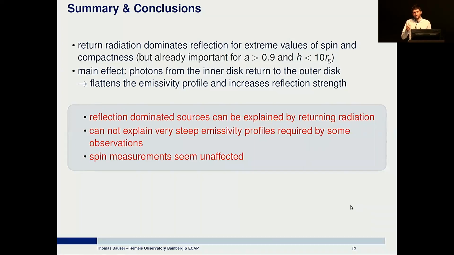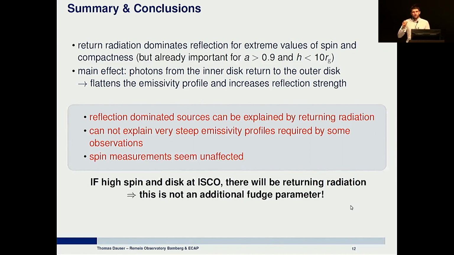It's rather almost contradictory. But I think this brings us maybe closer to a real physical model if we're able to distinguish that. And spin measurements seem to be unaffected by adding returning radiation, as the shape of the relativistic broadening doesn't really change significantly. And as a very last point, I would like to stress about the returning radiation that this is not another fudge parameter. You can't say we have 50% of returning radiation or whatever. If we have a high spin and say the disk is at the ISCO, then there will be returning radiation, and we can directly predict it.